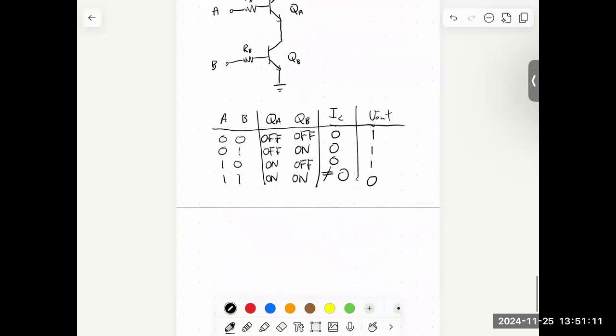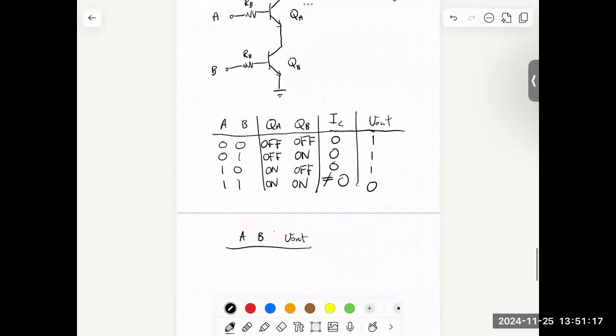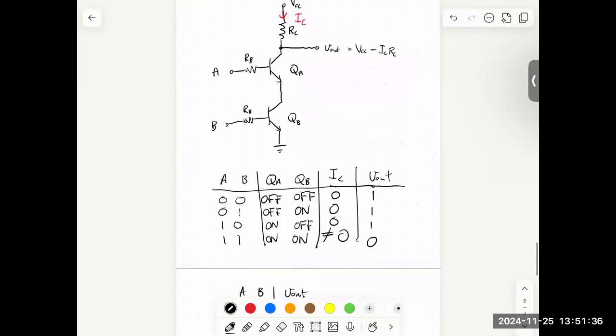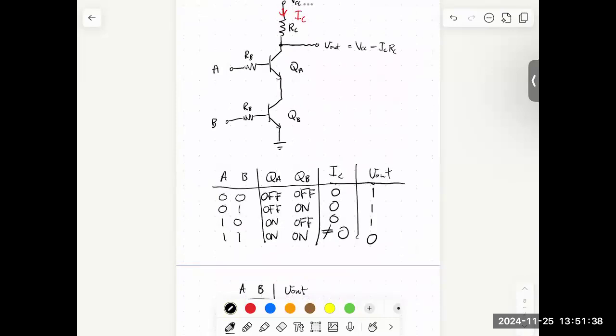So if I want to summarize that truth table, if we look at just the inputs and outputs, it's 1, 1, 1, 0. What's that truth table? That's the NAND gate, yeah, it's the NAND gate. So this is the transistor implementation of a NAND gate.